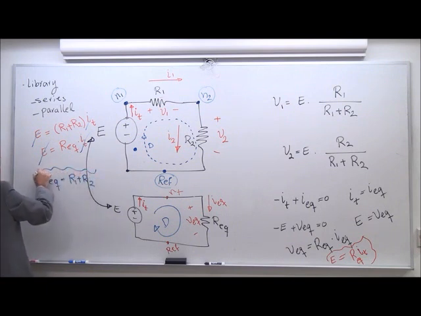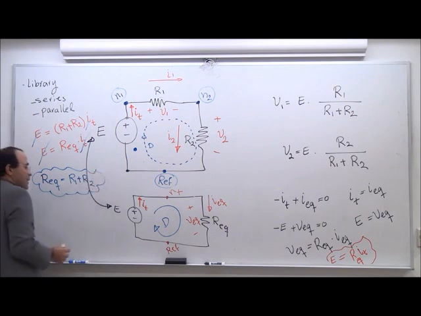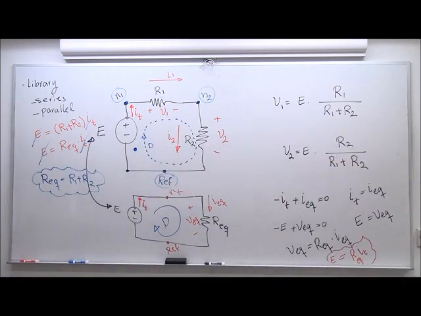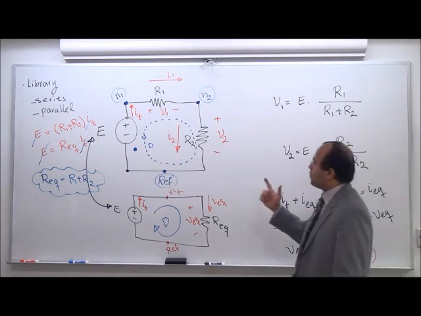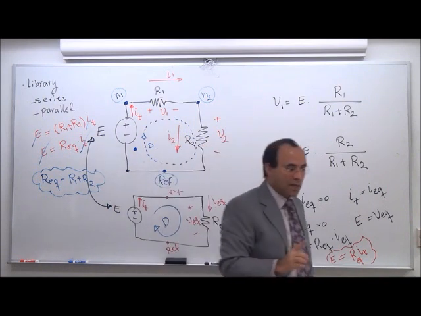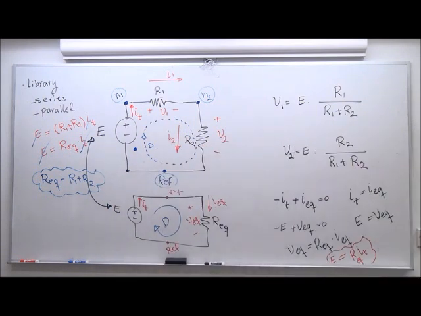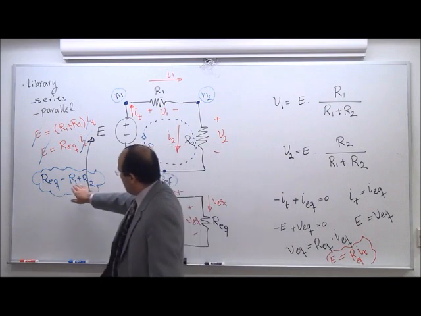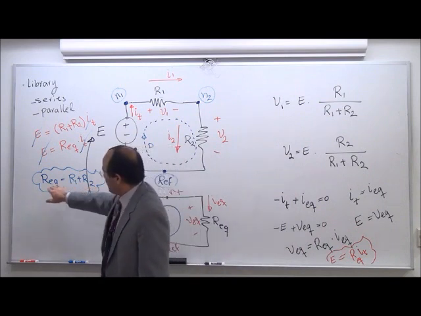We came to a very simple yet important conclusion. Two resistors in series can be replaced by one resistor, and that resistor is the summation of the two resistors. Let's call this simple relationship the R rule, because I depend on the R value at this time: R1 plus R2 is equal to R equivalent.